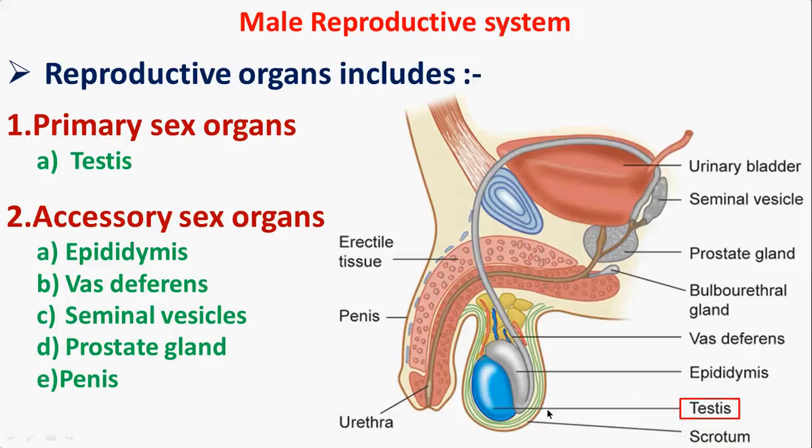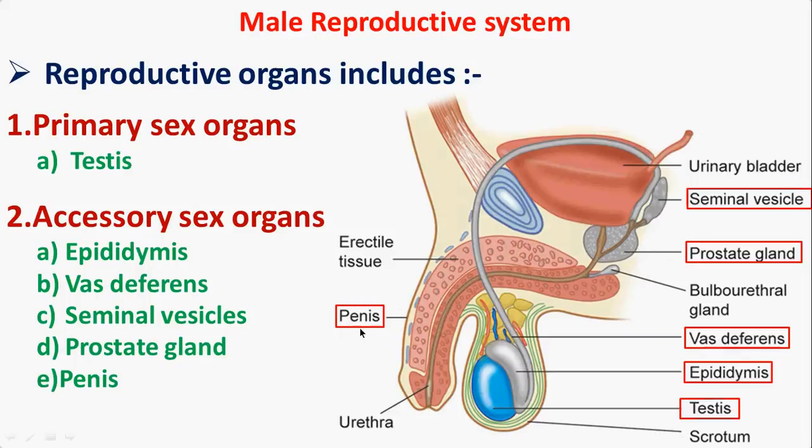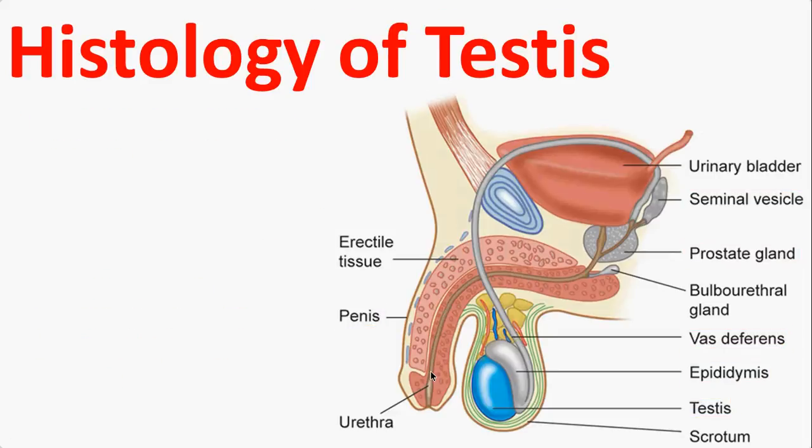Here you can see this is the testis. Here this is the epididymis. This is the vas deferens. Now this is a seminal vesicle, and this is the prostate gland. And this is the penis, and this is the male urethra. First we will see the histology of the testis.